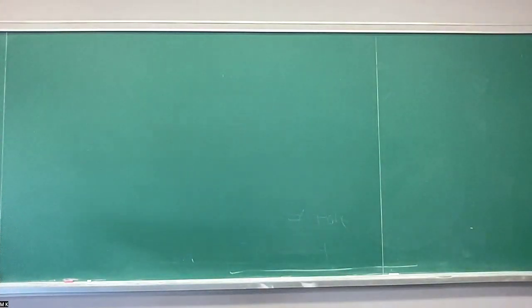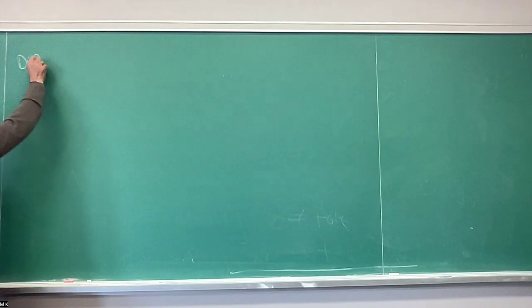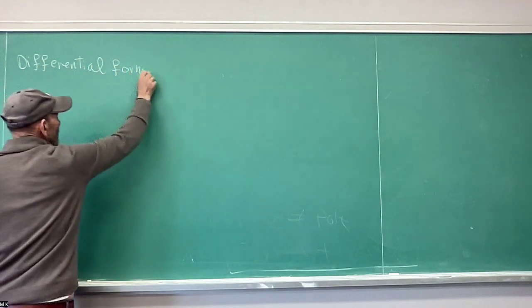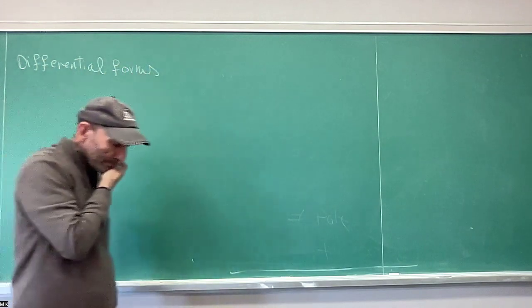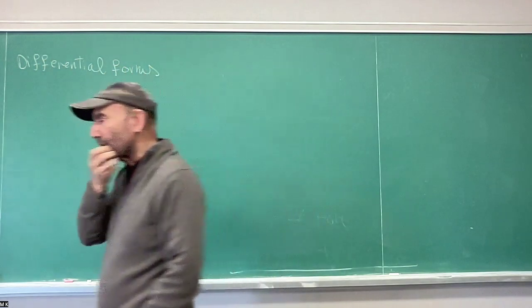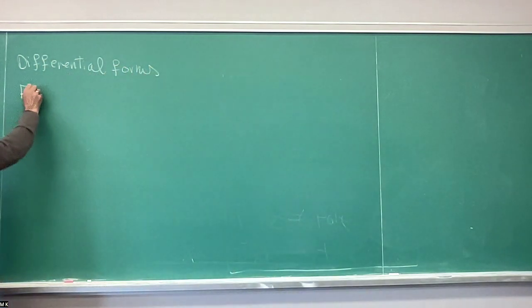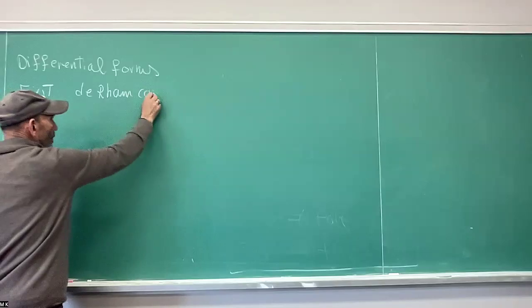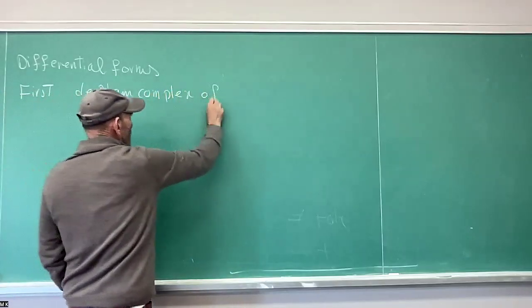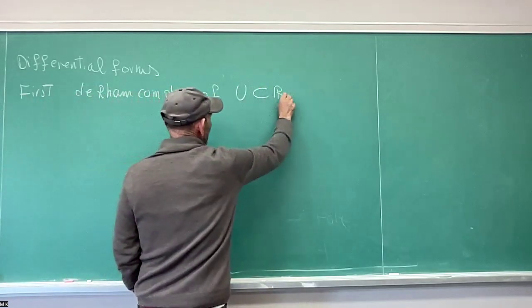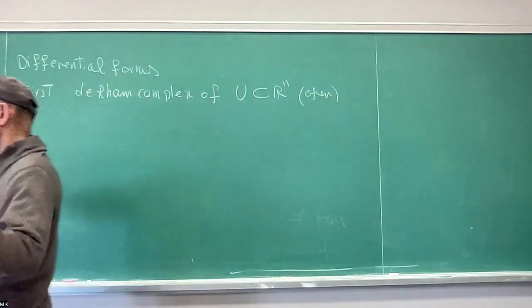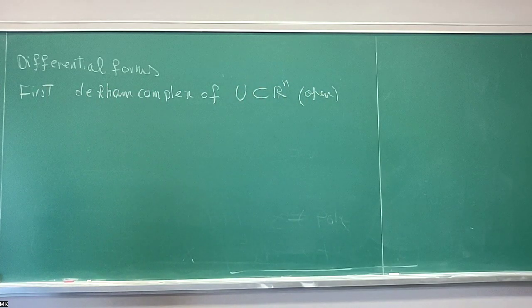Okay, so now differential forms. To introduce this idea, first of all, let us look at the de Rham complex of this U inside Rn, an open set. So we have some open subset of Rn, and we want to define the de Rham complex of this thing. In other words, we want to define differential forms over this.